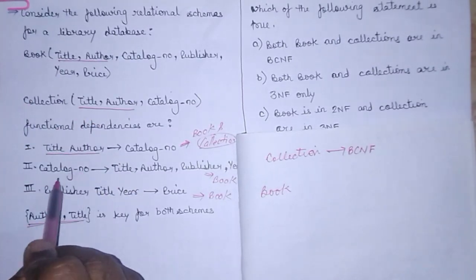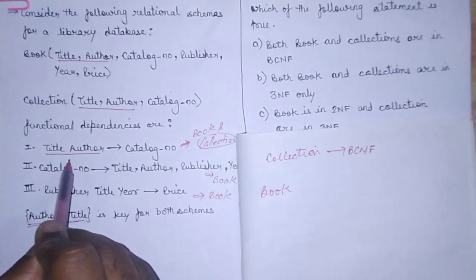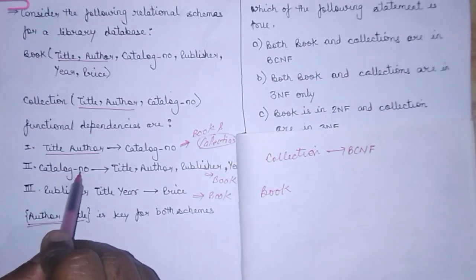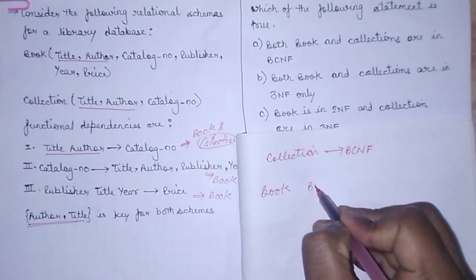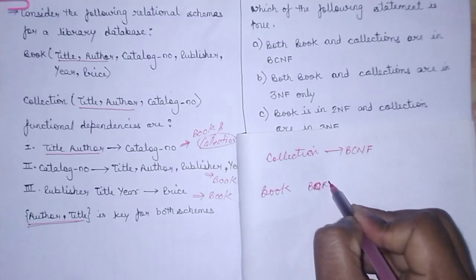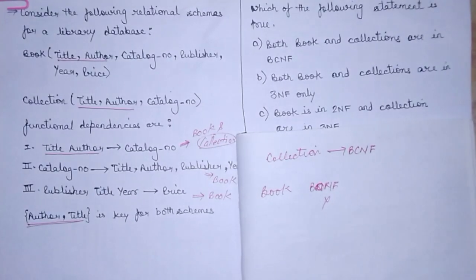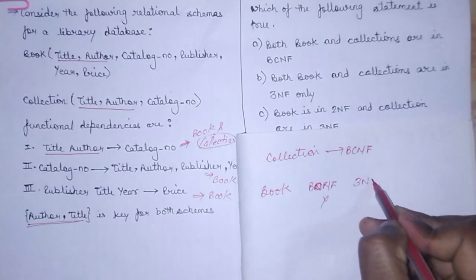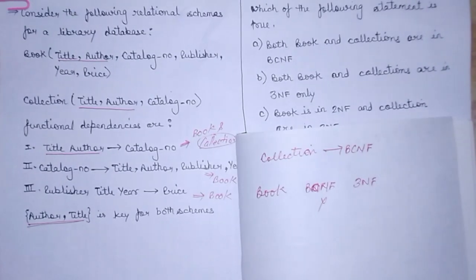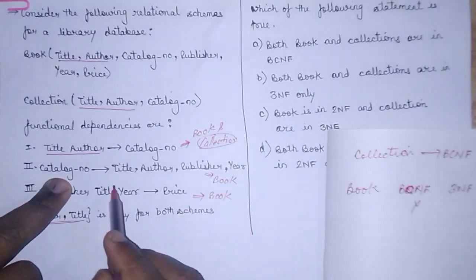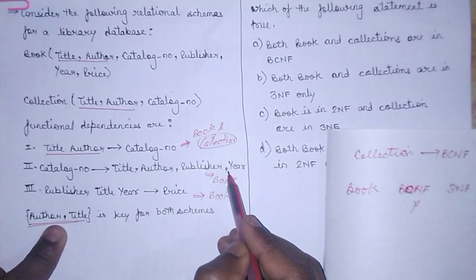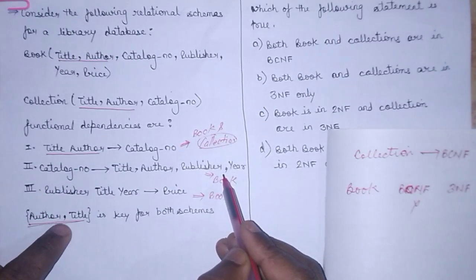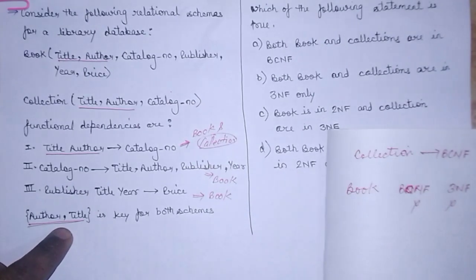Now check for this. This doesn't satisfy the BCNF condition, because the left hand side, which is catalog number, is not a key, so it is not in BCNF. The BCNF condition has failed in book. Now we have to check for 3NF. In 3NF, either the left side has to be a key or the right side has to be a prime attribute. Here catalog number, title, author are prime attributes, but publisher and year are non-prime attributes because they are not part of the key, so it is not in 3NF either.